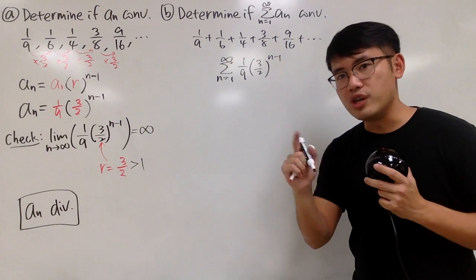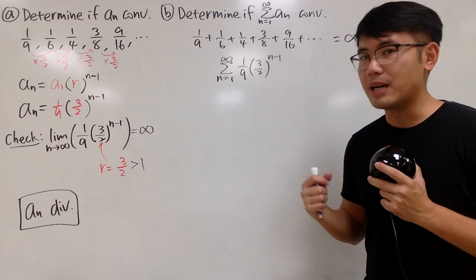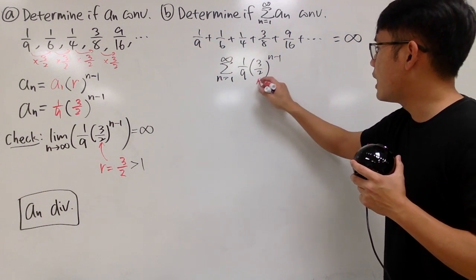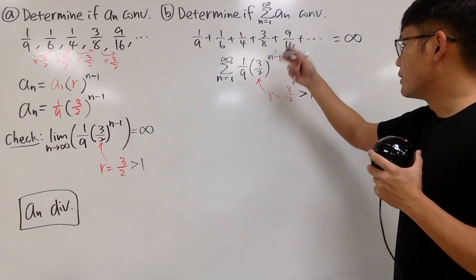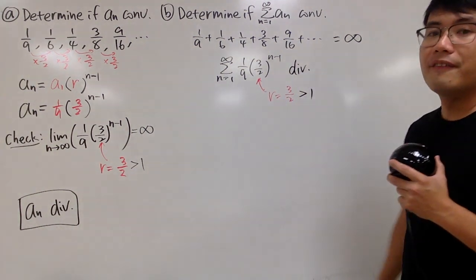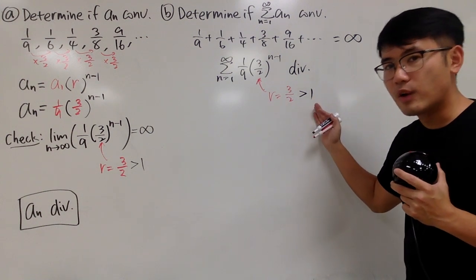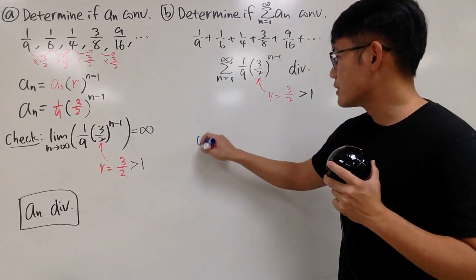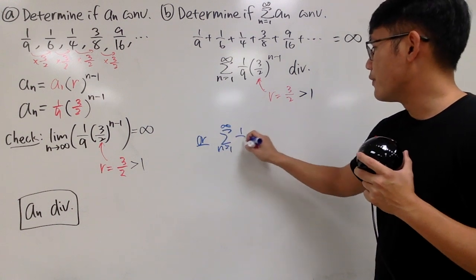This right here is called the geometric series because we're adding everybody up. Series is when we're adding everybody up. This right here, notice because the r is 3 over 2, which is bigger than 1. So this right here, I will tell you, this series diverges. You can argue it this way because the r is bigger than 1, or you can also say the following.